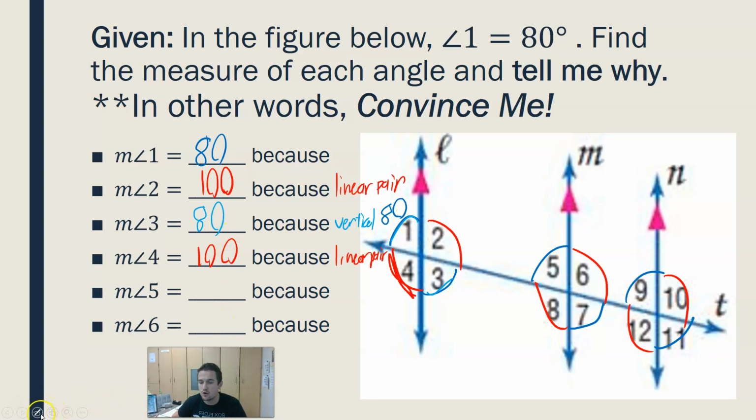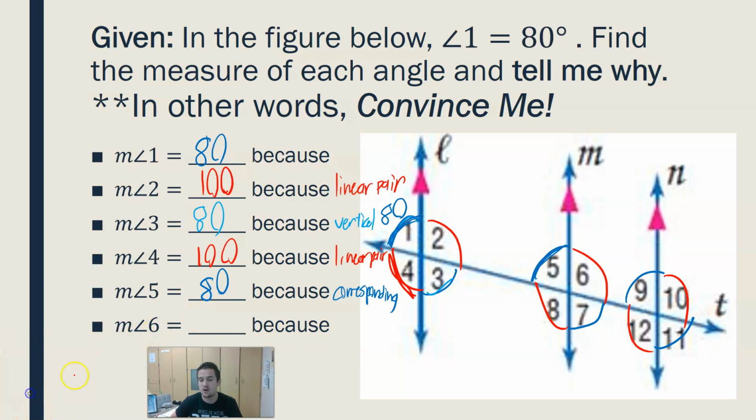If I take a look over at angle 5, notice that angle 5 and angle 1 are corresponding angles. So since they are corresponding angles, and these lines are parallel, they are going to be the same measure.